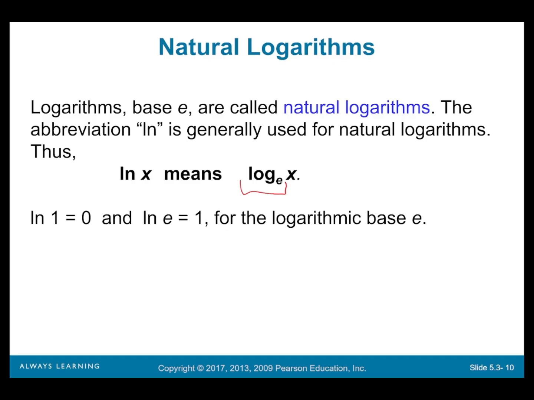And then, of course, with any natural log or any log in general, the log of 1 is always 0, and the natural log of e is, of course, just 1, since if we do log base e of e, we, of course, get 1. Whenever the base and what's in parentheses match, we always get 1.